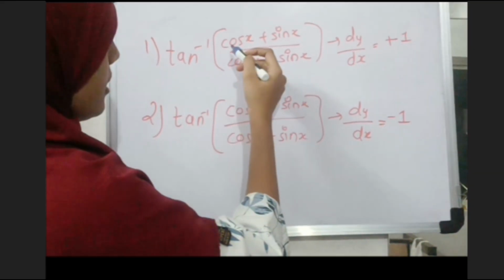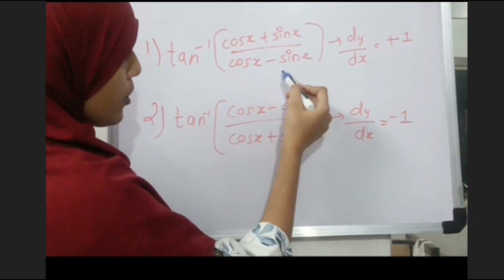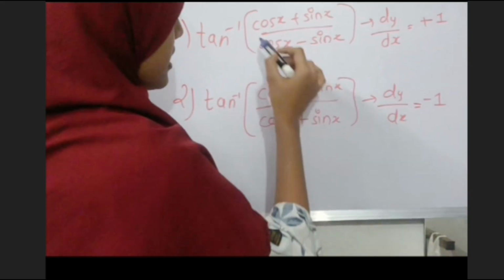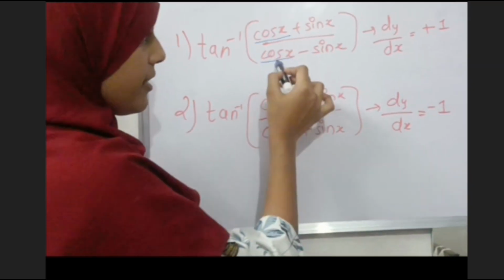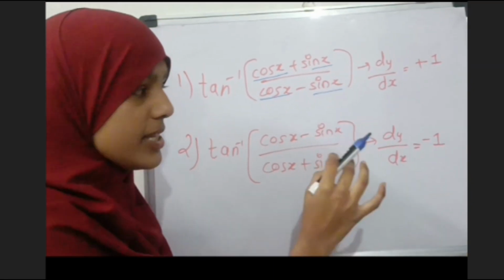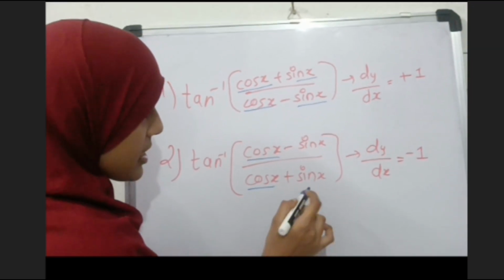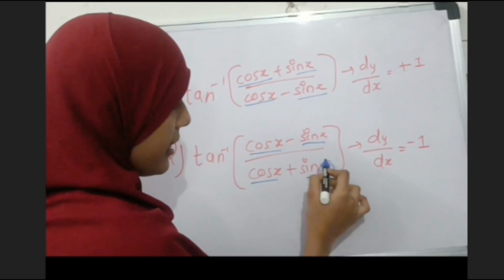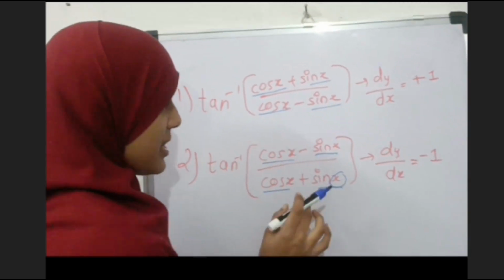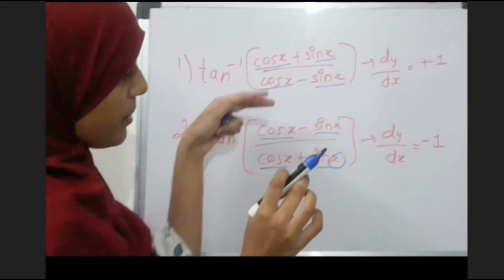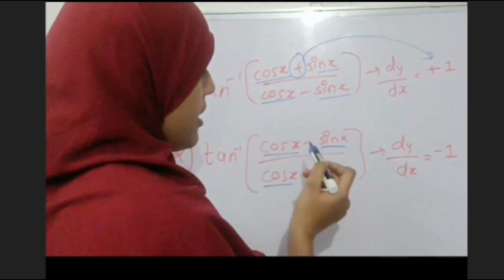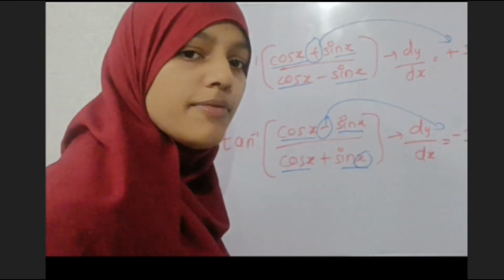So let's move towards our next short trick. Here we have tan inverse of cos x plus sin x divided by cos x minus sin x, and tan inverse of cos x minus sin x divided by cos x plus sin x. Here what we have to remember is the angle should be the same: cos and sin will be on the same side, cos x is the same, and sin x is the same. The angle can be anything, 3x, 4x, 5x, but the angle should be the same, and the difference should only be about plus minus or minus plus. If in the numerator we have plus, then the answer will be plus 1. If in the numerator we have minus, then the answer will be minus 1.